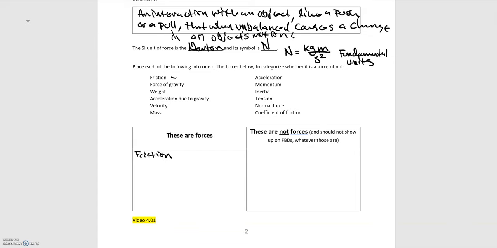Force of gravity. If I jump up, does gravity interact with me? Yeah, it causes me to speed up going down. Or if I throw a ball up in the air, it causes the ball to speed up on its way down. So there's a pulling force causing me, or the ball, to come back to the ground. So the force of gravity fits the definition of a force.